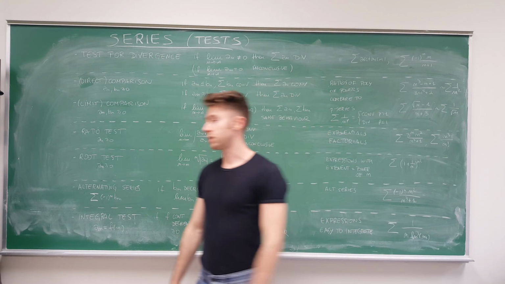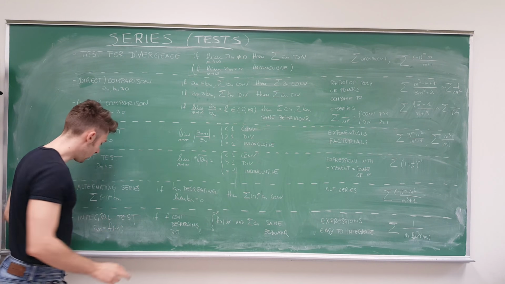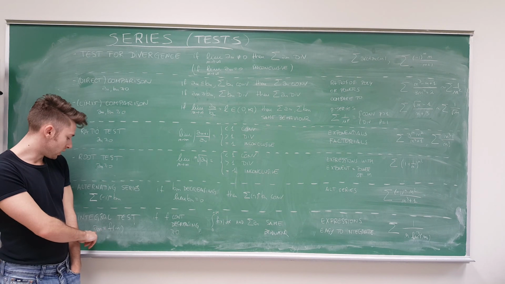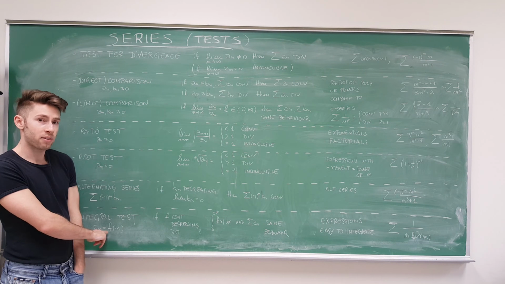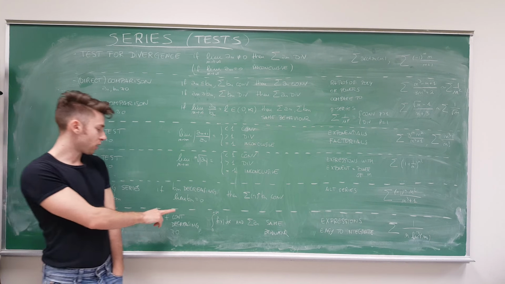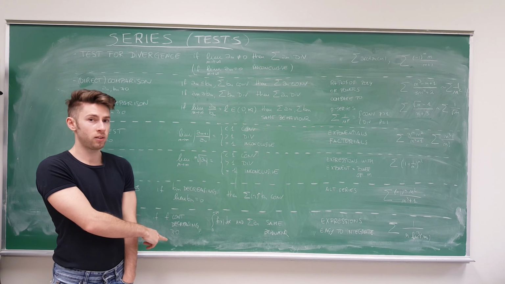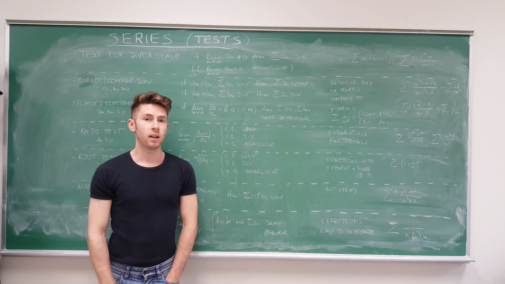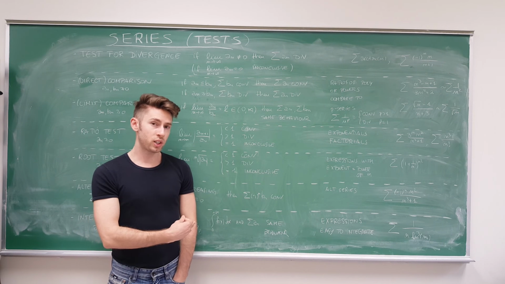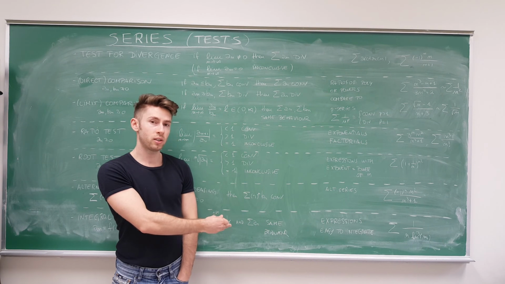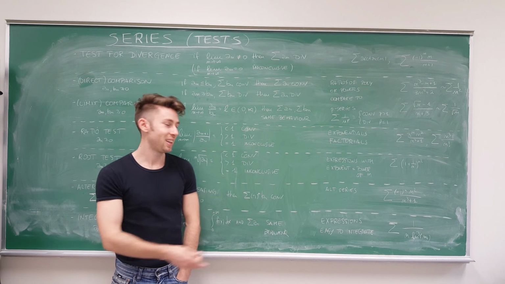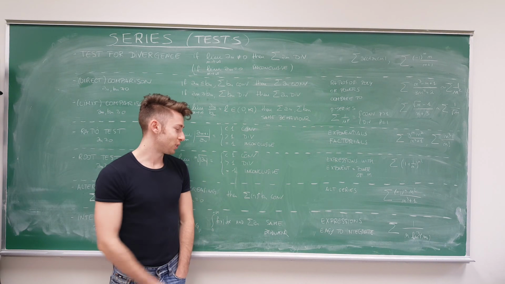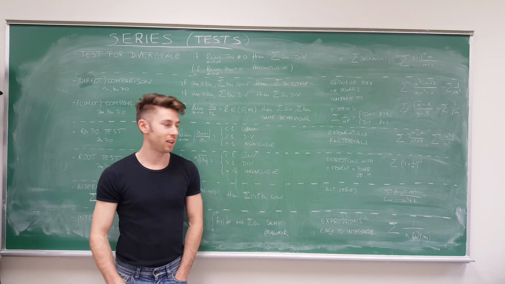Finally, we have the integral test. You will see your a_n as f of n, and if your function is continuous, decreasing and positive, then what you can do is compute the improper integral, and then if this is convergent, then your series is going to be convergent, and if this is divergent, then the series is going to be divergent. So here I'm saying they have the same behavior.